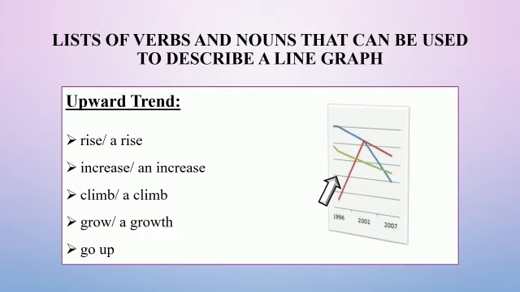Can you see this arrow, children? And the line in the graph which is going upwards, this is upward trend. To describe this, we can use the verbs rise, a rise, increase, an increase, climb, a climb, grow, a growth, go up.